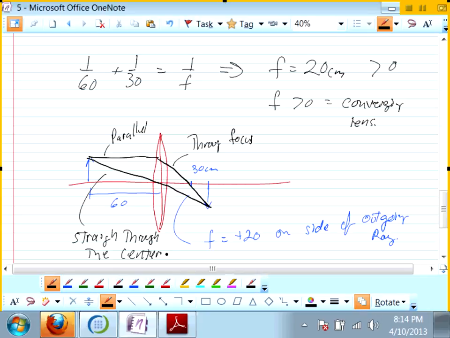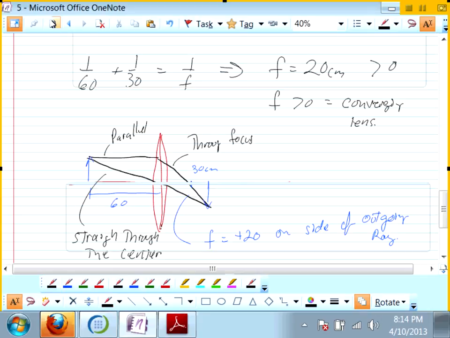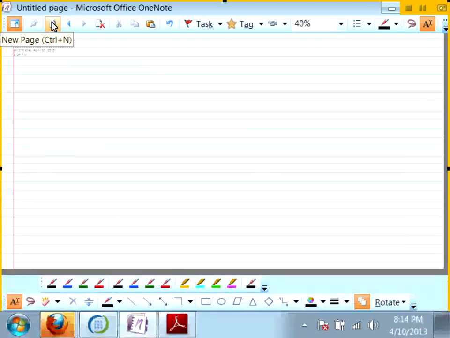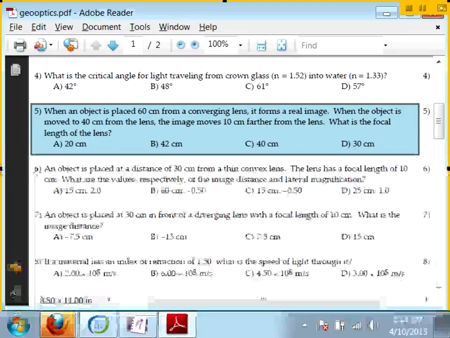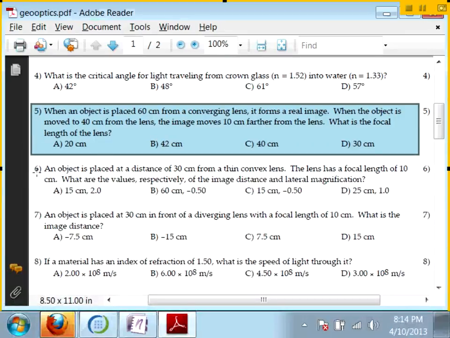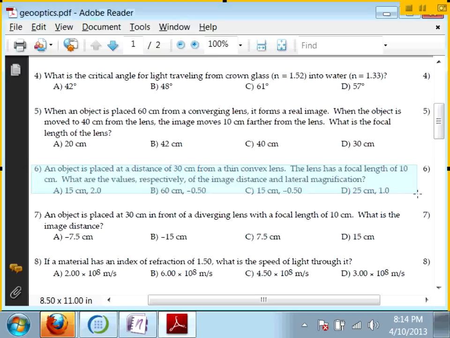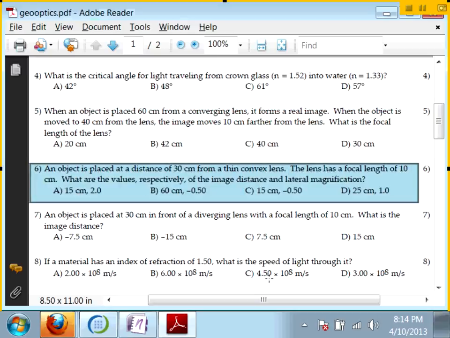Okay, object is placed 30 centimeters in front of the converging lens. Well, converging lenses have positive radii of curvature. Diverging lenses must have negative radii of curvature. Oh, no, well, we've got to do 6 first. Let's do 6.